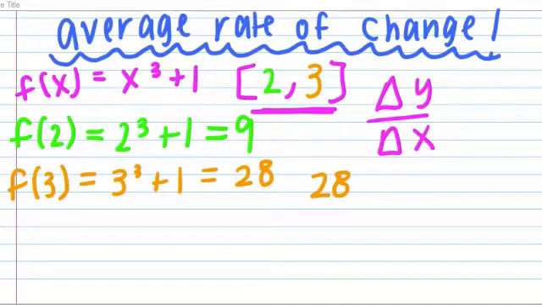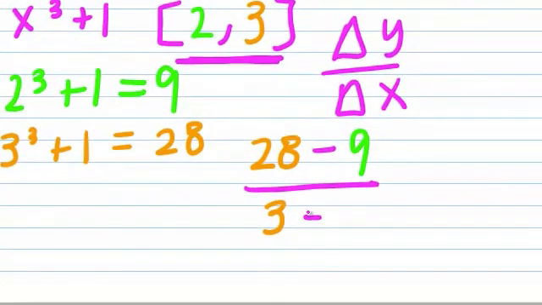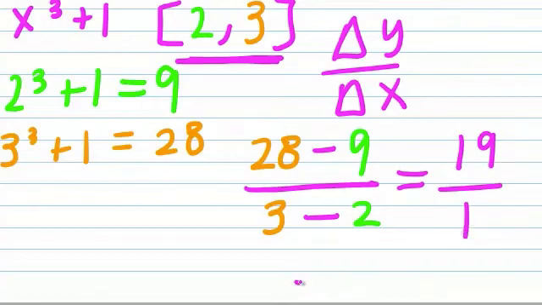28 minus 9, divided by our change in x, 3 minus 2, which equals 19 divided by 1, which is simplified to just 19.